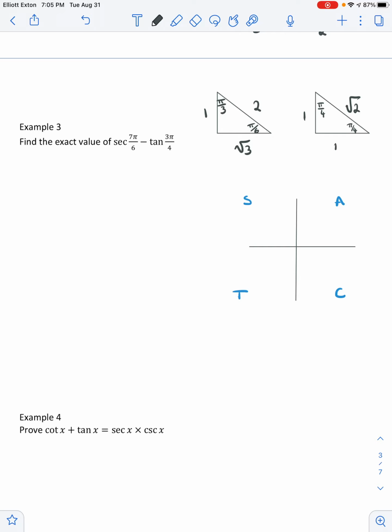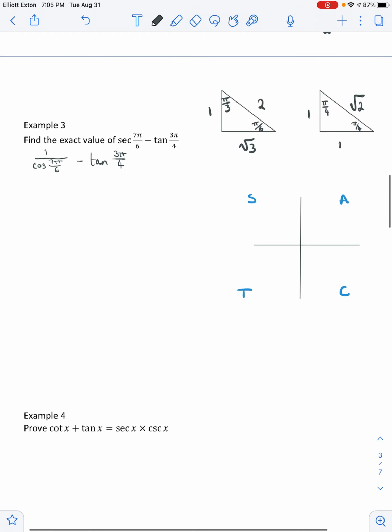for these ratios. So, secant of 7 pi over 6. Now, we can't actually find directly the secant, but we do need to use our quotient identity to recognize that secant is 1 over cos. So I'm just going to rewrite this expression as 1 over the cos of 7 pi over 6, subtract tan of 3 pi over 4. And we need to find these individually.